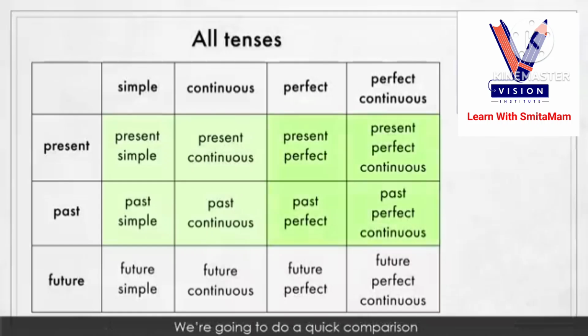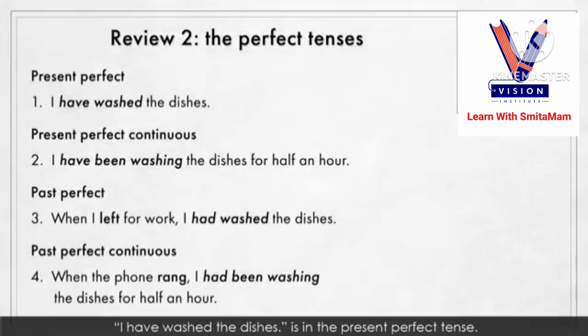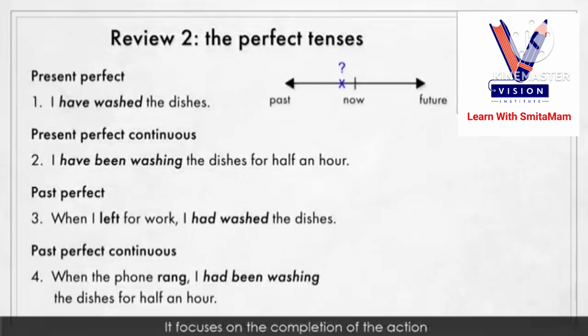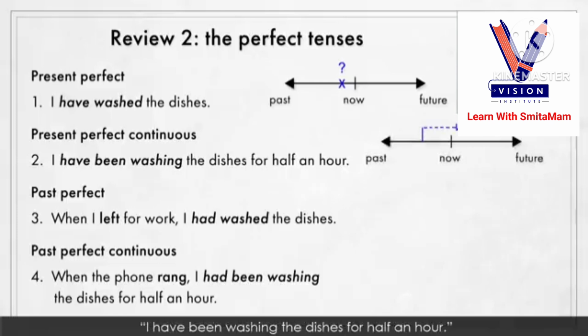Alright, it's time now for another review. We are going to do a quick comparison of the 4 perfect tenses we have looked at so far. I have washed the dishes is in the present perfect tense. It focuses on the completion of the action and doesn't mention the exact time, but you understand that I finished washing the dishes maybe just a few minutes ago. I have been washing the dishes for half an hour is the present perfect continuous tense. It means that I have not finished washing them yet. I started half an hour ago and I am still doing it.